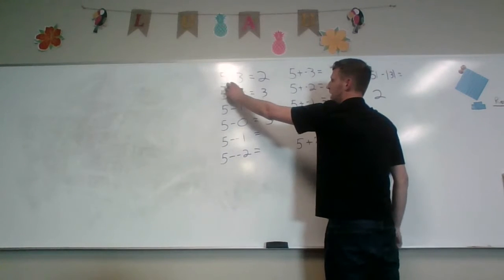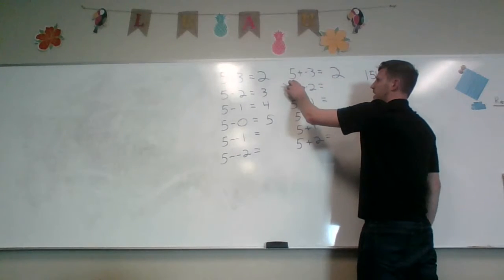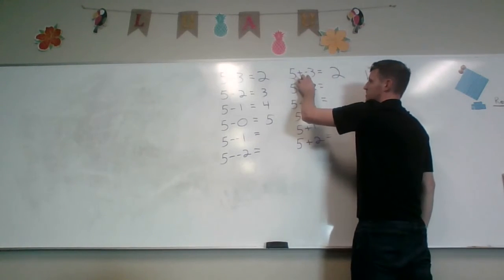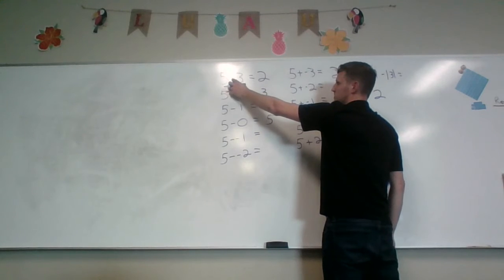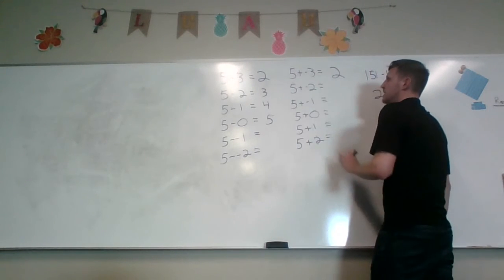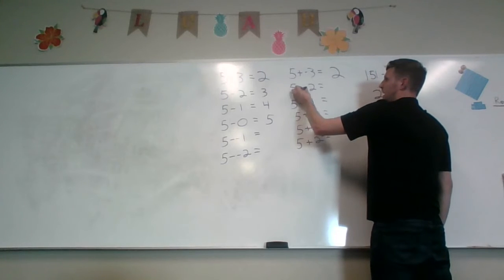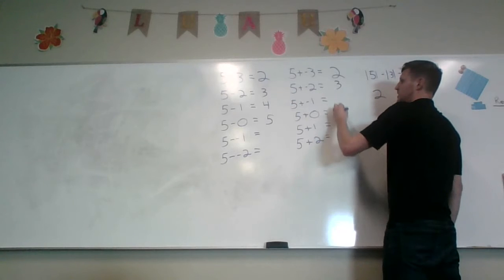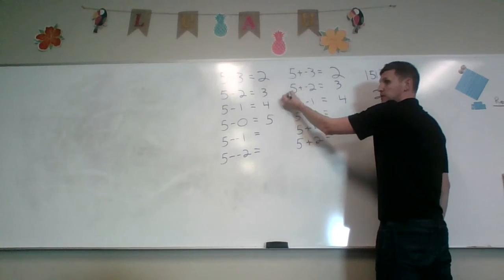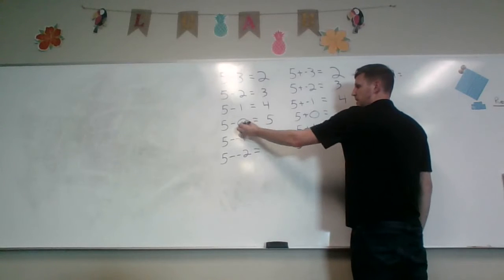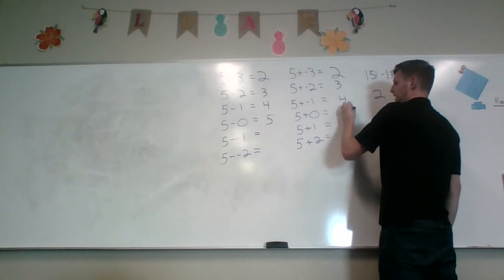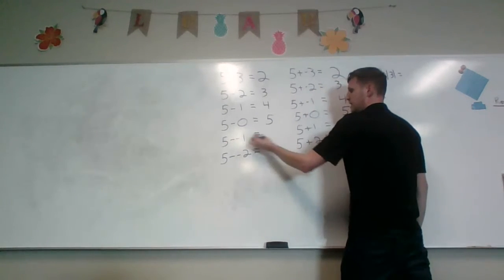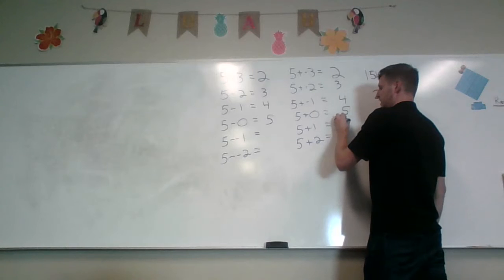That's what I did here. 5 minus 3 equals 2. Well, I also have 5 plus negative 3. What's the opposite of positive 3? Negative 3. When I change this subtraction sign to a plus, I have to write the opposite. So 5 plus negative 2 would be 3. 5 plus negative 1 would be 4. You have $5, you give 1 away. Now remember, 0 cannot be positive or negative. So that's going to be 5. Now when I change 5 minus negative 1 to a plus, the opposite of negative 1 is 1, so that becomes 6.